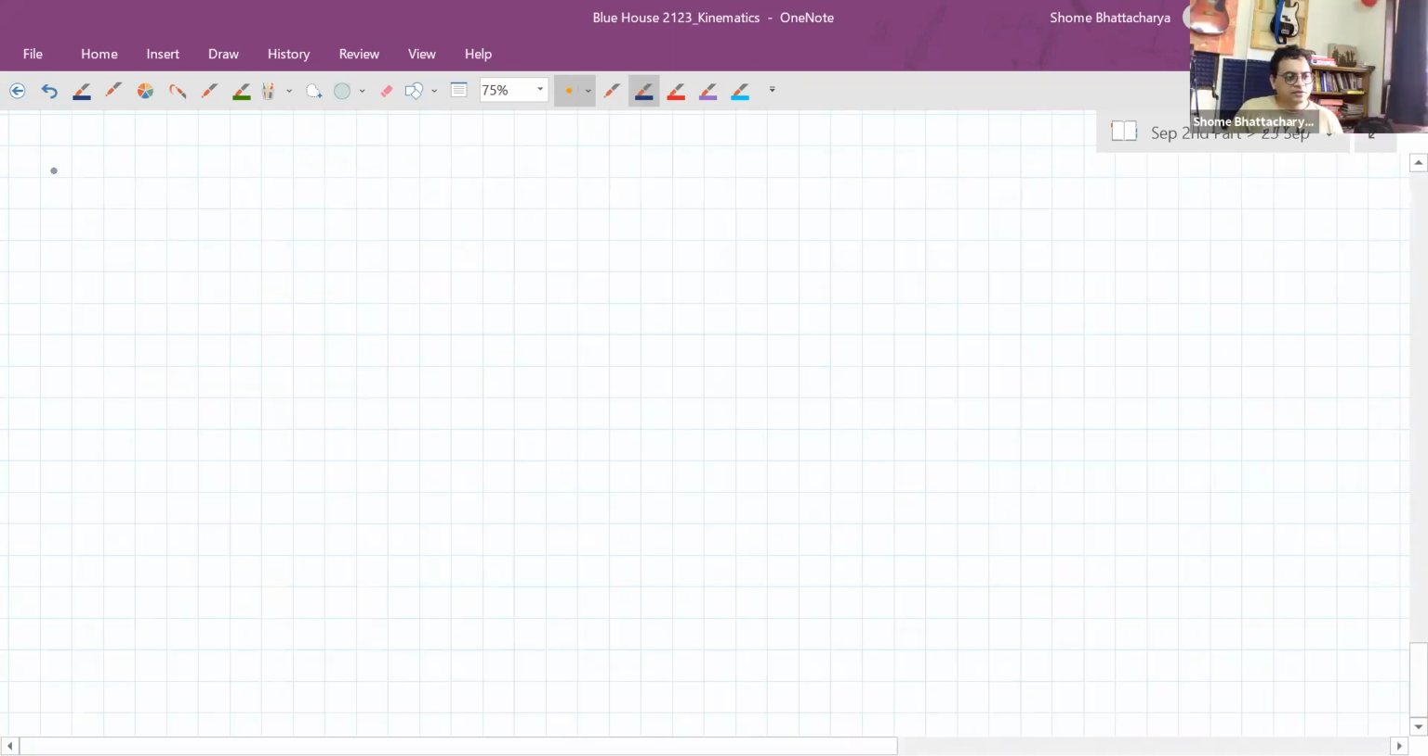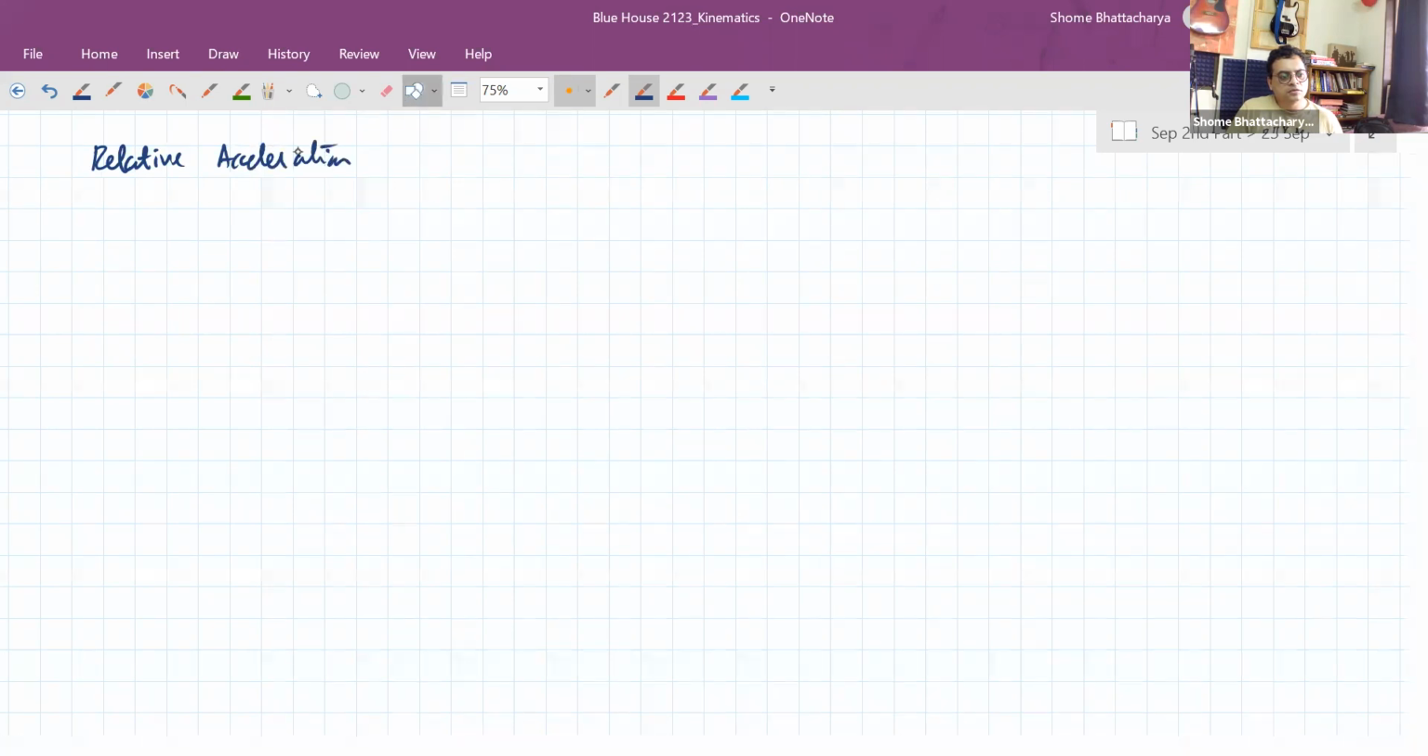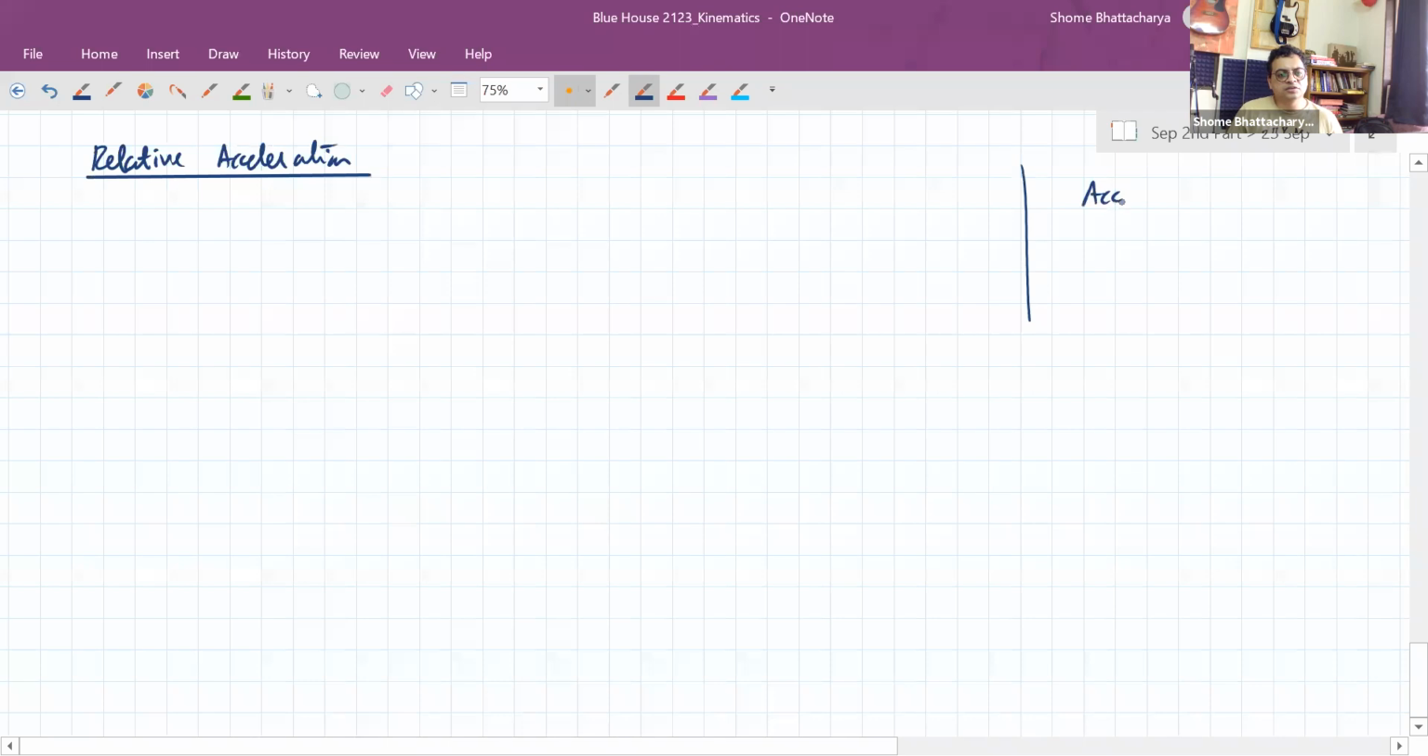Now moving on to the definition of the final parameter, that is relative acceleration. As we have seen in kinematics before, acceleration is defined as rate of change of velocity with respect to time. So accordingly, relative acceleration, let's say of b with respect to a, will become rate of change, d by dt, of relative velocity of b with respect to a.